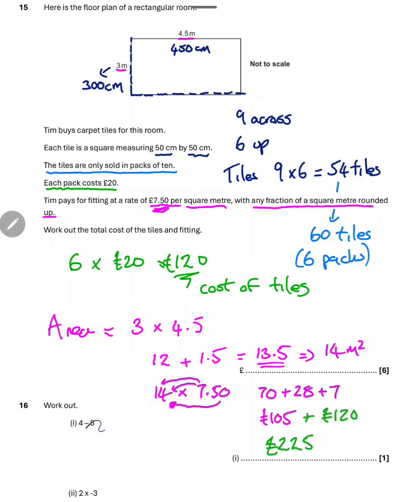Something a bit nicer next door. Question 16, we're just going to do 4 take away 5. We'll start at 4 and take away 5. You will end up on -1. And then this bottom question that's just sneaking off the page, sorry about that. We're going to do 2 times -3. Well, 2 3s are 6. 2 times -3 is -6.